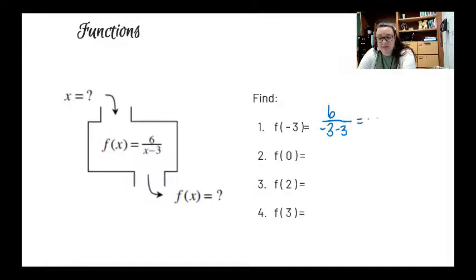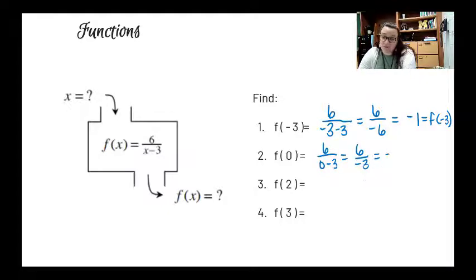And now we can work this out. -3 minus 3 is -6, and I can simplify to get a -1. So f of -3 is -1 on that one. Let's try it with 0. I have 6 over 0 minus 3, which simplifies to 6 over -3, and 6 divided by -3 is -2. So I have f of 0 is -2.